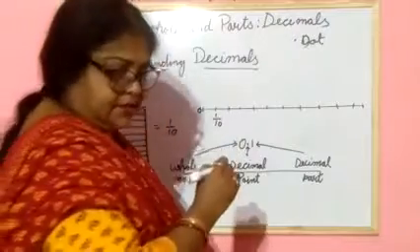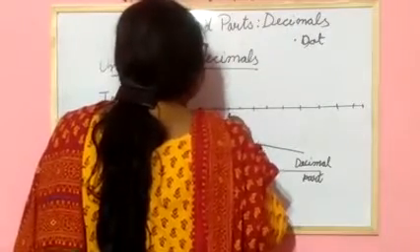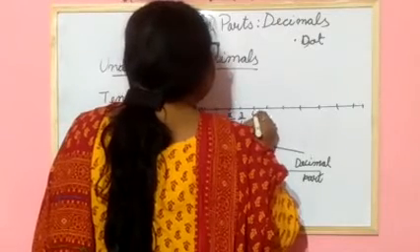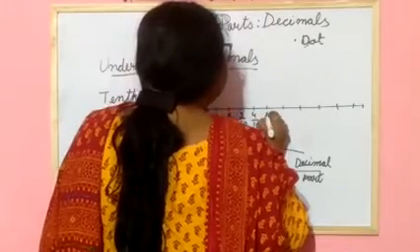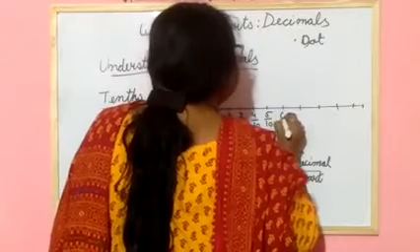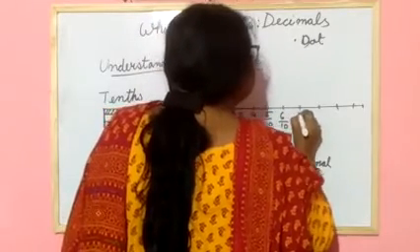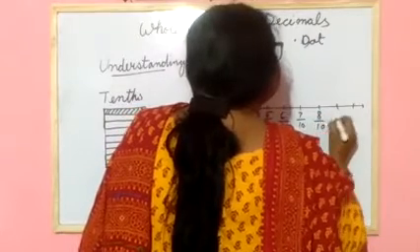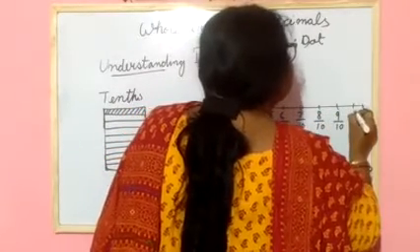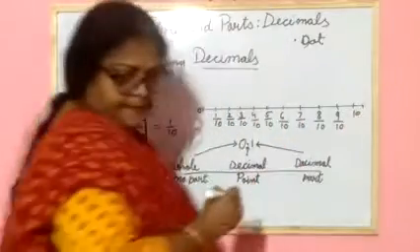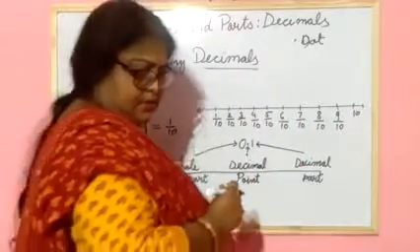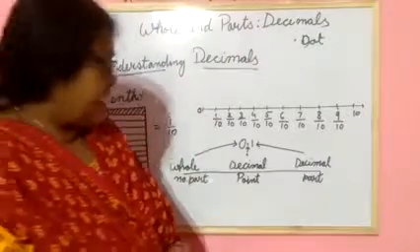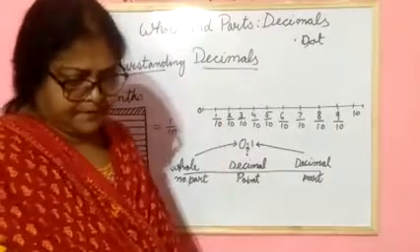Here you can write 2 by 10. This one 3 by 10, 4 by 10, 5 by 10, 6 by 10, 7 by 10, 8 by 10, 9 by 10, and it is 10 by 10. Understood? Clear? I have divided this scale into 10 equal parts.